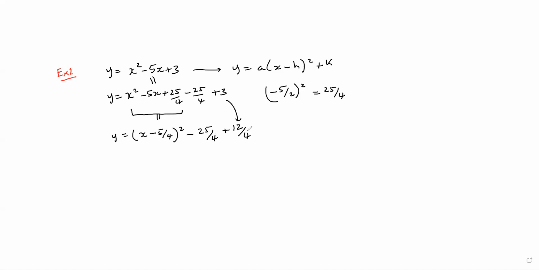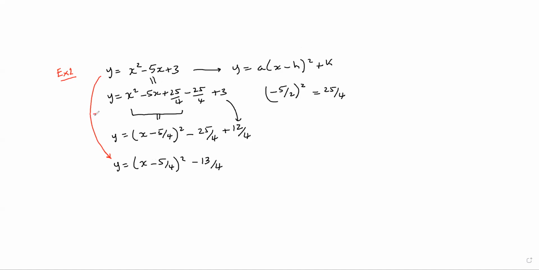So you should learn how to do this by hand. If you can, that would be a good idea. So x minus 5 on 4 squared. Now this would be minus 13 on 4. So now you see we've changed from your general form to the standard form. We can mark that here.